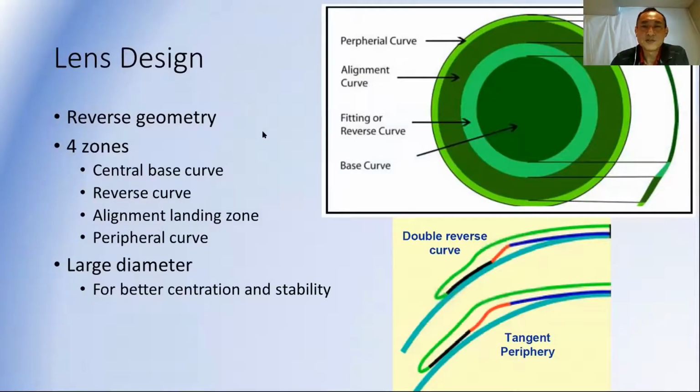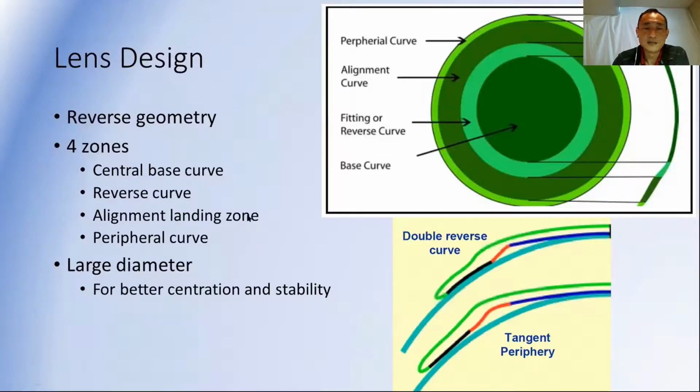All right, so in terms of lens design, the basic lens design is similar for all of these designs. They are all reverse geometry designs. They have a central base curve, or a central zone that's really flat compared to the cornea. There is this fitting or reverse curve that, because the base curve is flat, brings the back surface of the lens back down to the cornea. And then there is this area called the alignment curve, or alignment zone, or landing zone, which is supposed to be roughly parallel to the peripheral cornea. And then there is a peripheral curve.